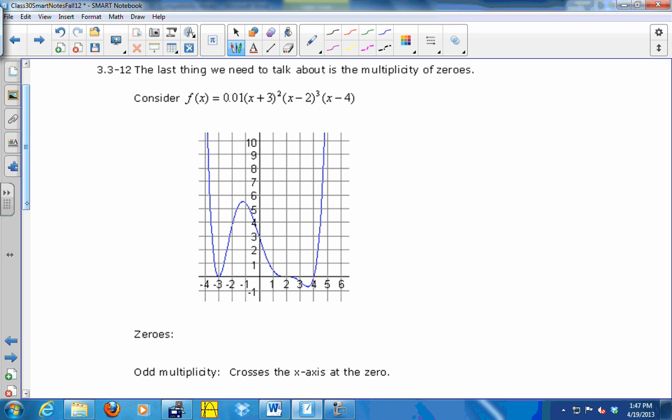So the last thing that we're going to talk about is zeros that have higher multiplicities than 1. So multiplicity just means the number of times that you get that solution when you set p of x equal to 0. So if I set f of x here, 0.01 times x plus 3 times x plus 3 times x plus 3 times x minus 2 times x minus 2 times x minus 4 equal to 0. So I just took my polynomial. I wrote it all out like, oh, I mixed up which ones had 3 and which one has 2.